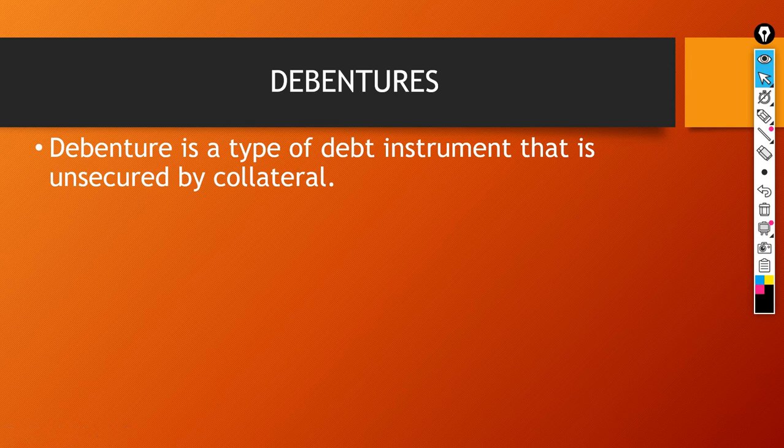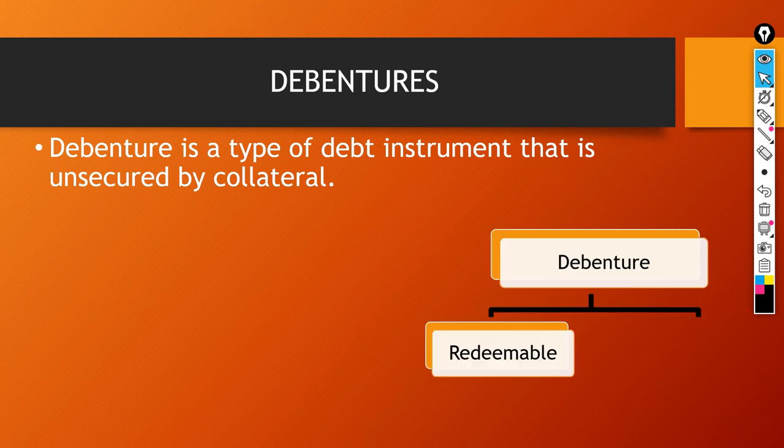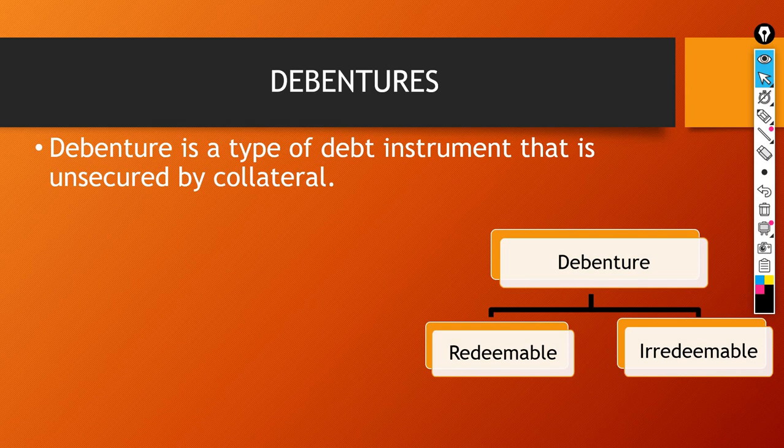So a debenture is a type of debt instrument that is unsecured by collateral. So that means it is one kind of debt instrument. I have also discussed the difference between debt or debentures, preference shares and equity shares. For that you can go to the previous lectures and get knowledge about the difference between these three types. Moving further, debentures are divided into two parts. First is redeemable and the second is irredeemable debentures.